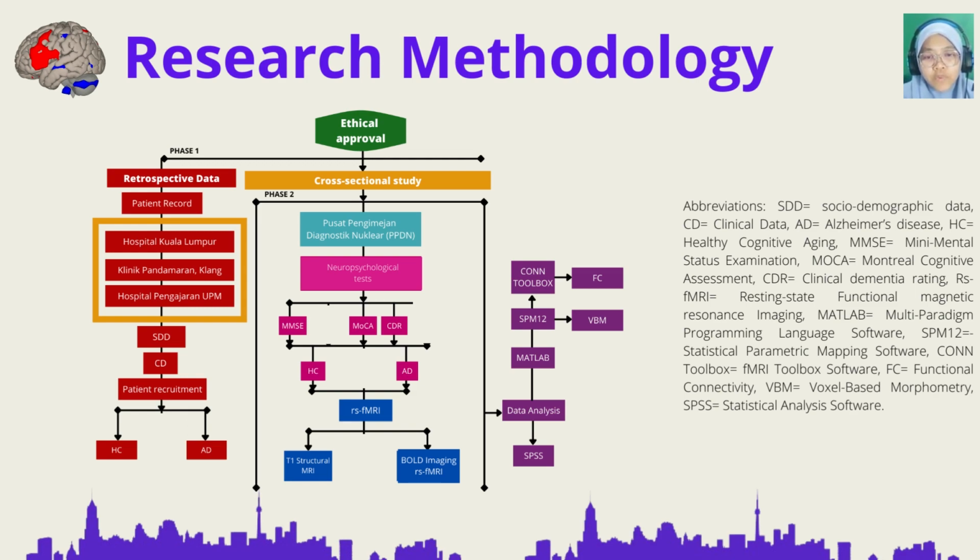In phase 2, we categorize the patients by using the neuropsychological tests, MMSE, MoCA, and CDR. After we find out whether the patient is healthy control or AD, then we proceed with the resting state fMRI. In resting state fMRI, the patient is doing the scanning in MRI without any task.